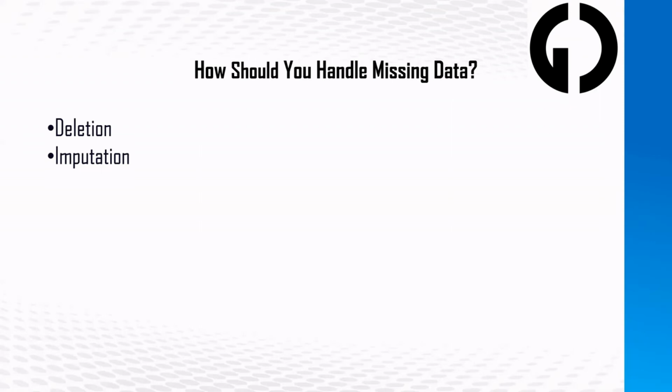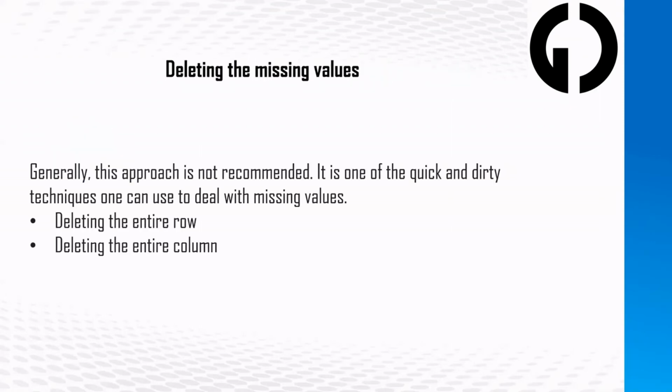Okay, so let's talk about the deletion. This approach is not recommended because it causes the loss of data. For example, we may be deleting information that is important for us, or we don't have that much data and the missing values are quite frequent. So it is suggested that we don't delete the missing values. Deletion can be done in two ways: deleting the entire row or deleting the entire column.